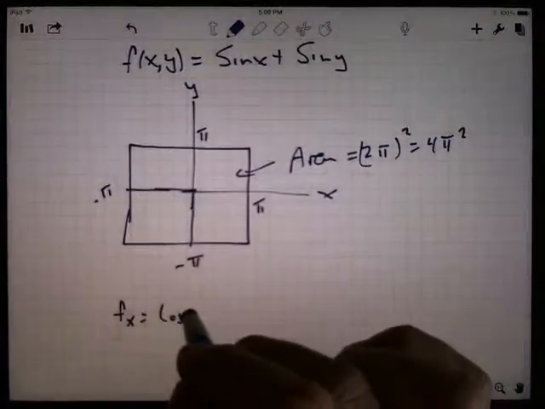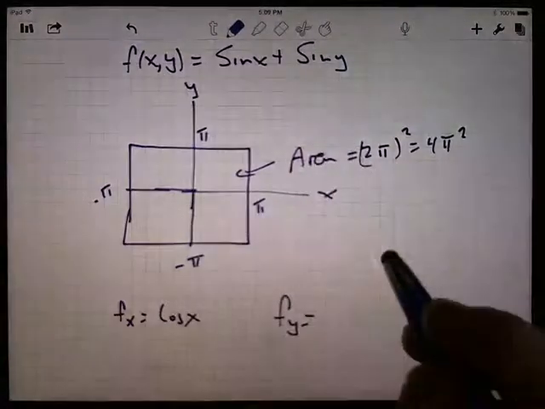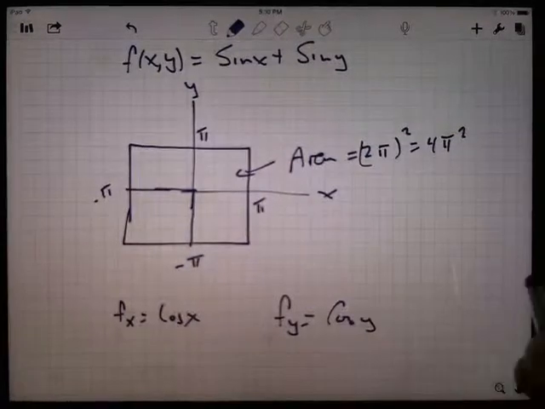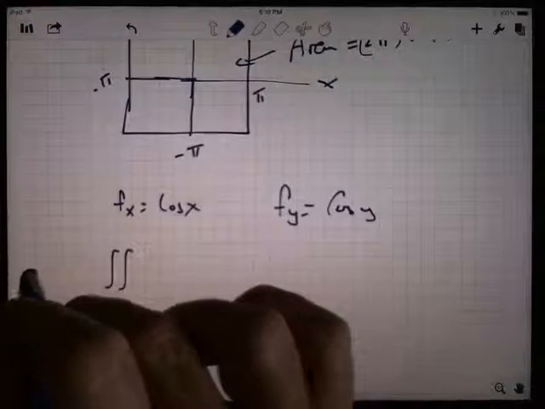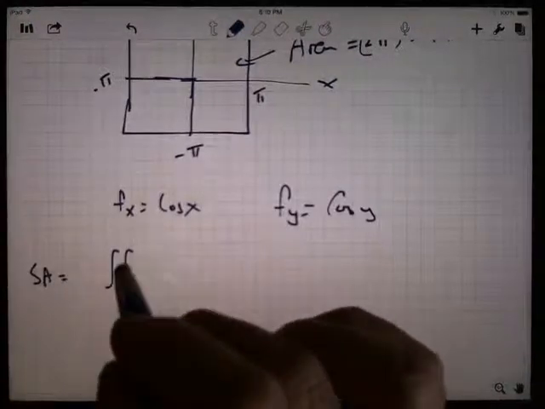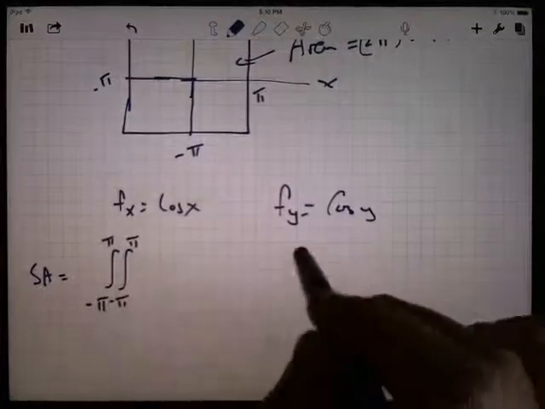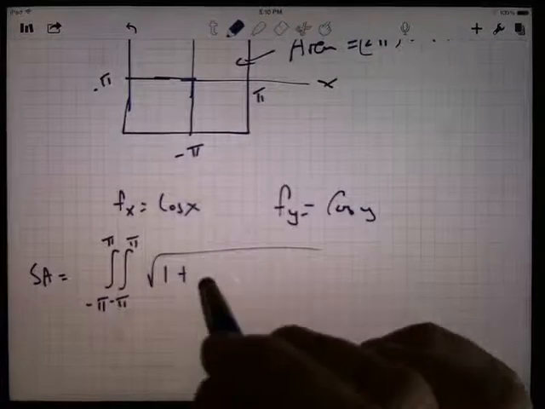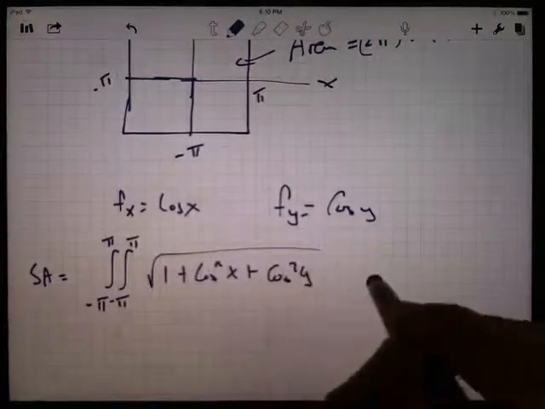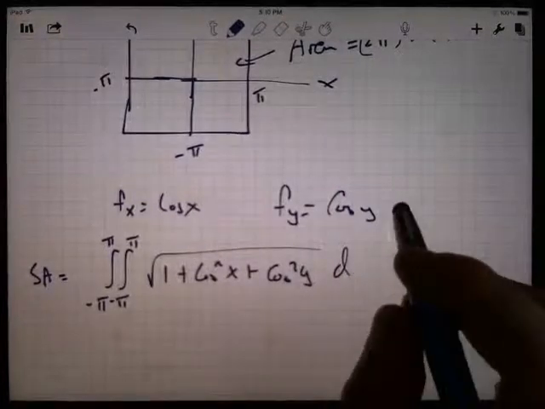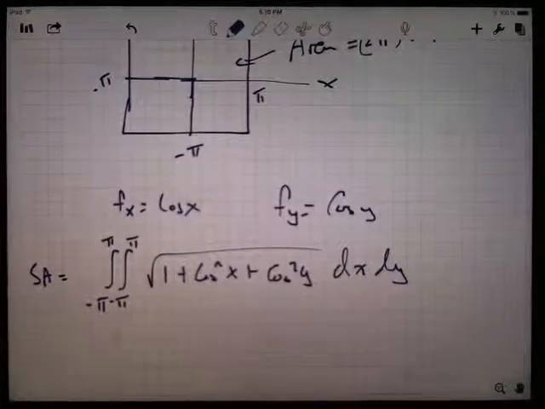Well, that's cosine x. And what's the partial of f with respect to y? Well, the partial derivative with respect to y is cosine y. And so what I need is the surface area, which is the integral over the region, from minus pi to pi, of the square root of 1 plus that one squared plus this one squared, dx dy, or dy dx. I don't think it matters.